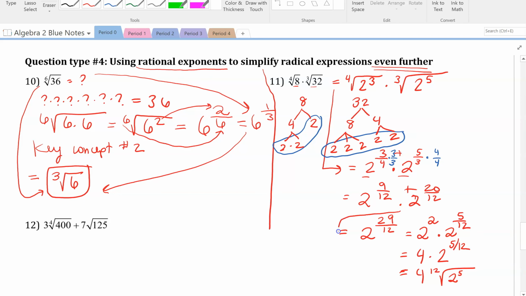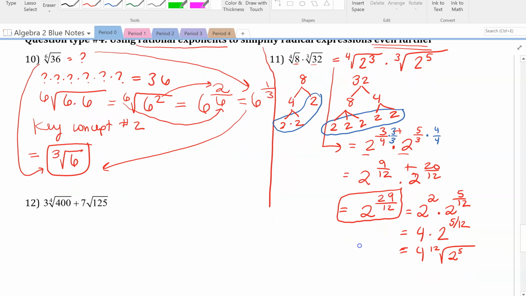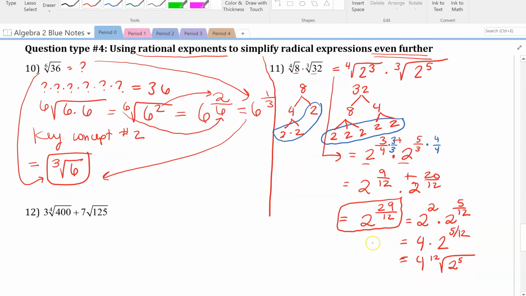So this answer is sufficient if you're only asked to convert into rational exponents. If you're asked to simplify the radical expression, then you'd have to go this extra step, figure out how many 2's you could take out of there and how many 2's would be left inside. So altogether, it's 4 times the 12th root of 32. That's our final answer for simplifying this radical expression as far as it can get.